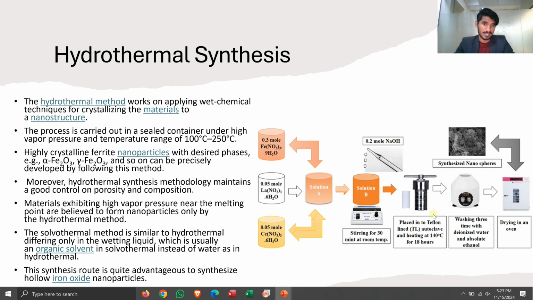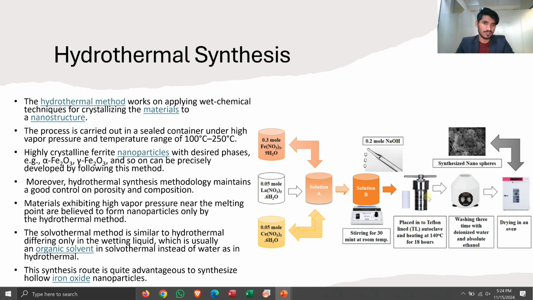In this example I have used a temperature of 140°C and a reaction time of 18 hours. Normally, for the formation of metal oxides, we perform this hydrothermal reaction at 180°C for 24 hours. In this example I have taken 140°C for 18 hours because this material can be formed at a lower temperature and shorter time.